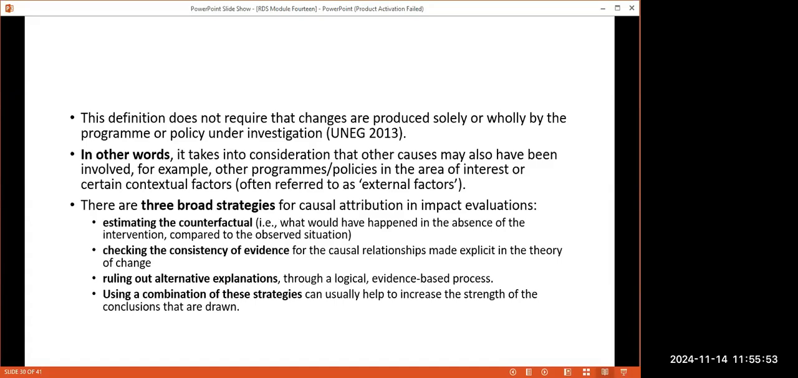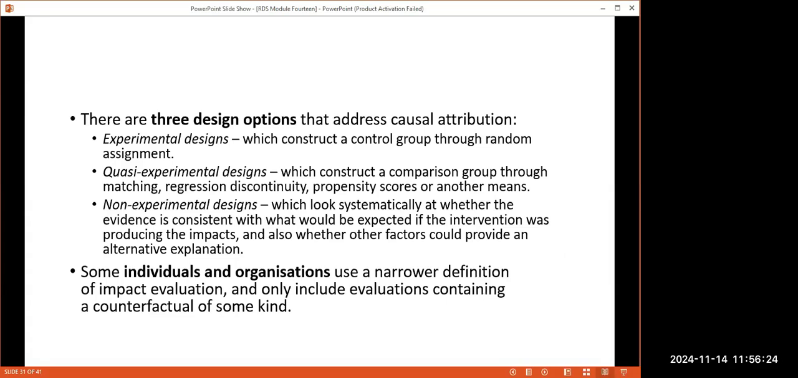When you're looking at relationships, you may find that what you thought should be doesn't seem to be the case, maybe as per the TOC, the theory of change, and therefore you seek alternative explanations. Or you can use a combination of these three to understand the causality between activities and the impact that has been occasioned.